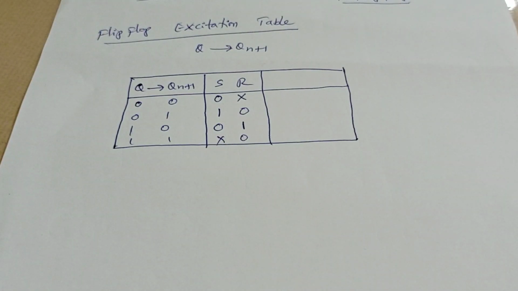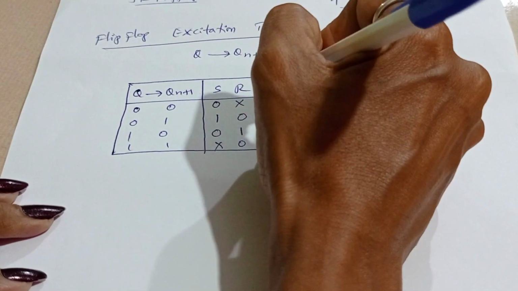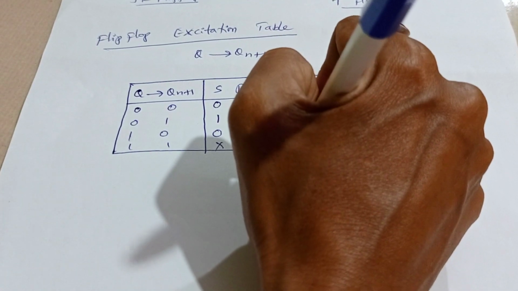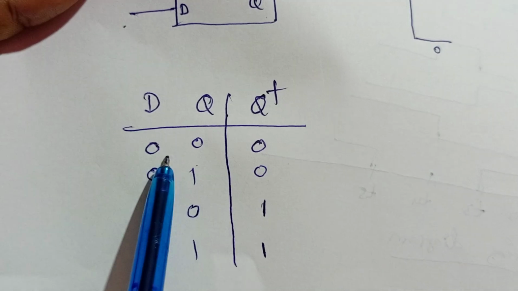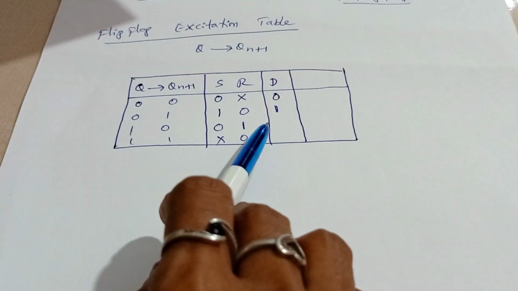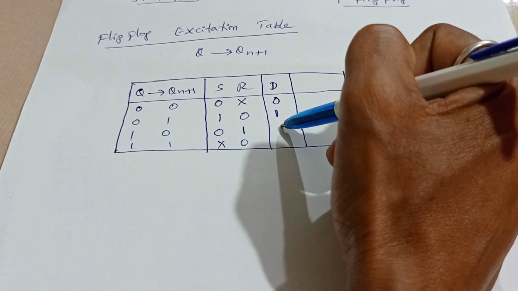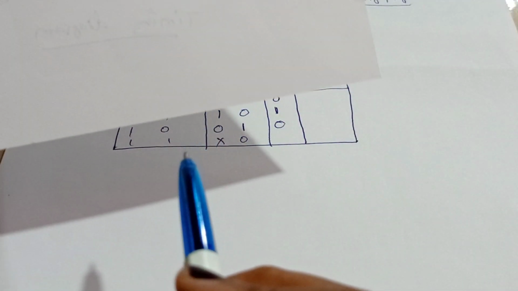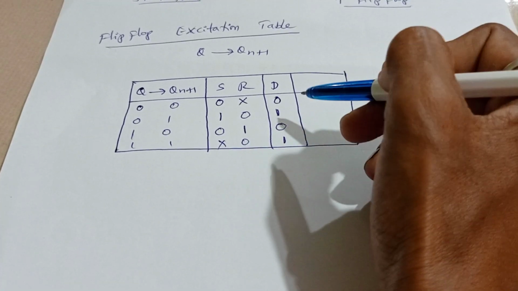Now we'll see D flip-flop. For 0 0, D is 0. Okay, place 0. For 0 1, D is 1. Place 1. For 1 0, D is 0. Place 0. For 1 1, D is 1. Place 1. This is for D flip-flop.